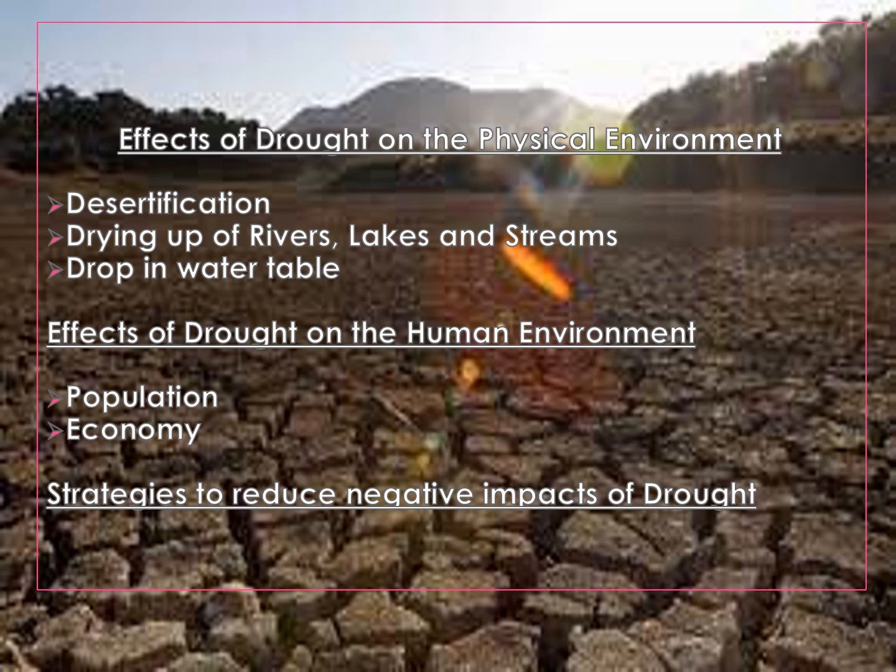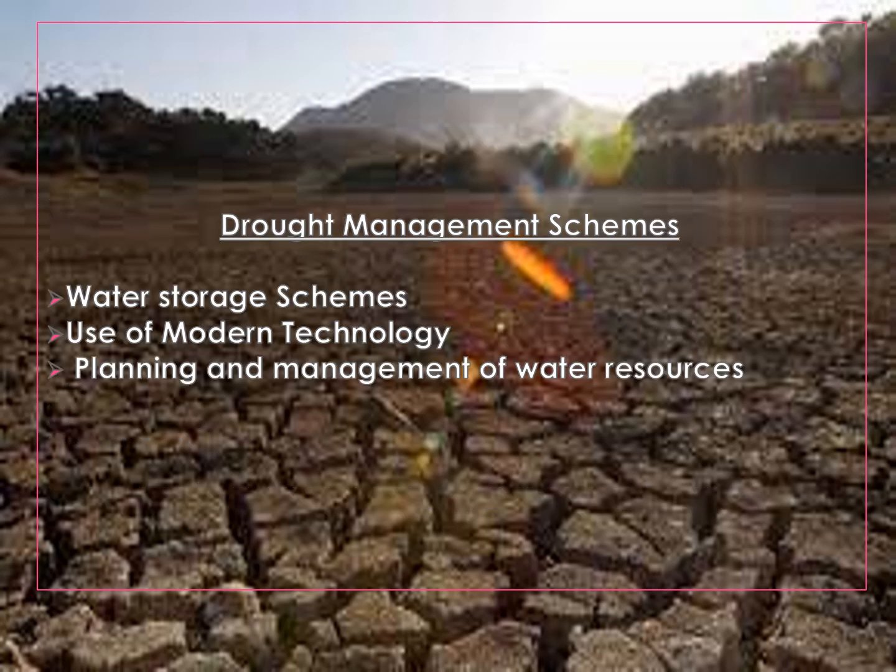control the water wastage. Now, drought management schemes are the water storage schemes. They can use modern technology, and planning and management of the water resources is very important. So these are the ways or schemes by which we can refrain from droughts in future.